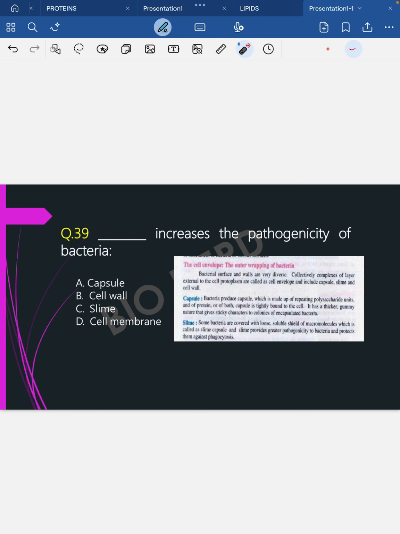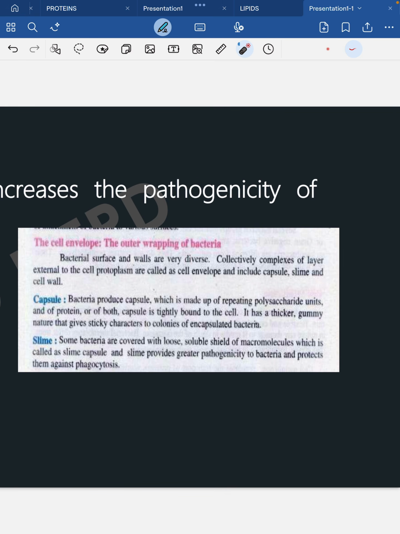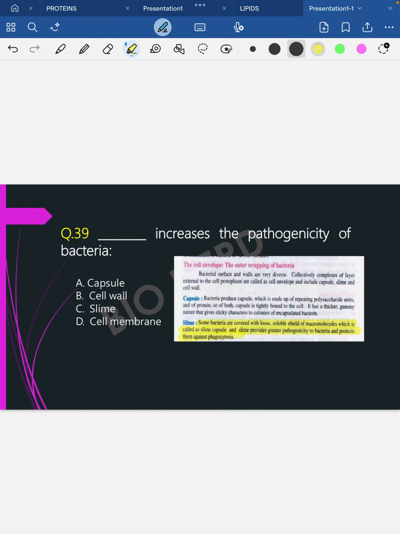Once again, we will take help from our textbook. Here is the picture of the Punjab textbook. You can read here very easily that slime, some bacteria are covered with a loose soluble shield of macromolecule which is called slime capsule, and slime provides greater pathogenicity to bacteria and protects them against phagocytosis. So due to this book line we will go with the option Charlie, that is slime.